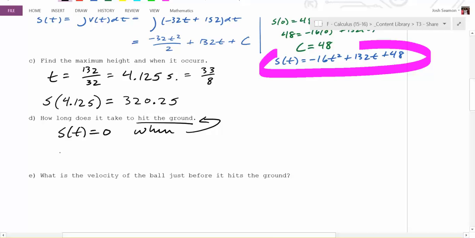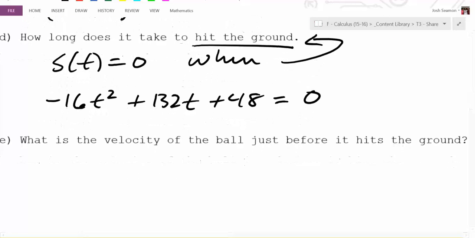So we need to take the position function, which is negative 16t squared plus 132t plus 48, and set it equal to 0. Now what? Don't solve it. Just tell me about it. What type of equation is that? That's a quadratic, right? So theoretically, you hope it's factorable. What would you want to do before you start factoring that, though? What could you do first?